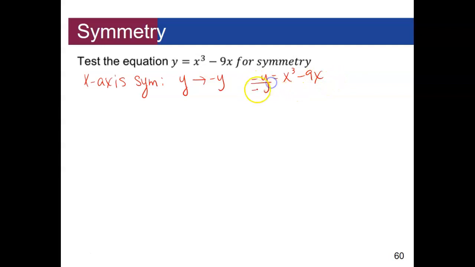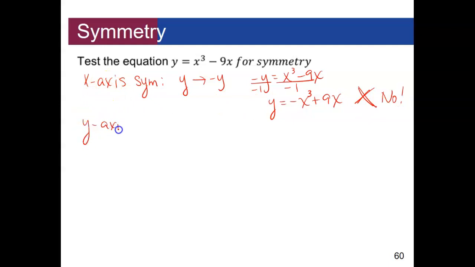We're going to have to get rid of this negative. So I'm going to get y equals negative x to the third plus 9x. When I compare that back around to the original, that does not match, so it does not have x-axis symmetry.